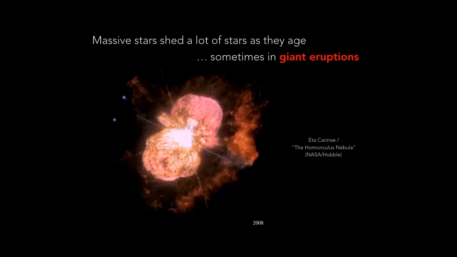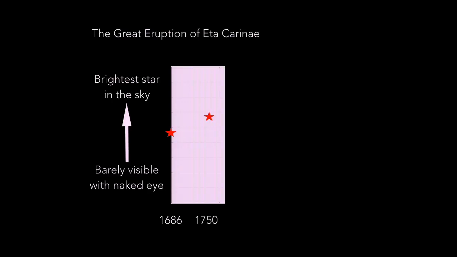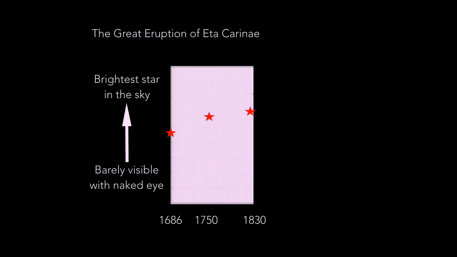And so what actually caused this giant outflow? It turns out that Eta Carinae had a great eruption. One of the earliest observations of this star was in 1686. It's sort of halfway on the brightness scale between barely visible with the naked eye and the brightest star in the sky. And then in 1750, it started growing brighter. And in 1830, it grew a little bit brighter still. But then in 1845, all of a sudden, it is actually a full magnitude brighter than the brightest star in the sky, because it was going into outburst.